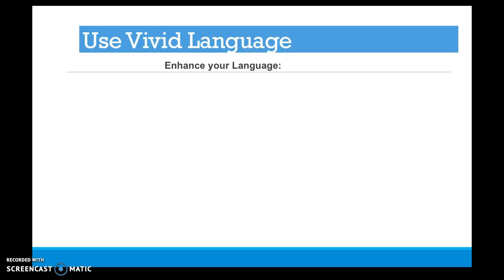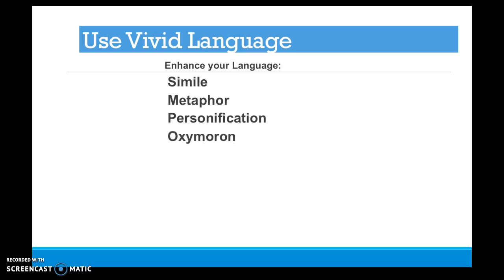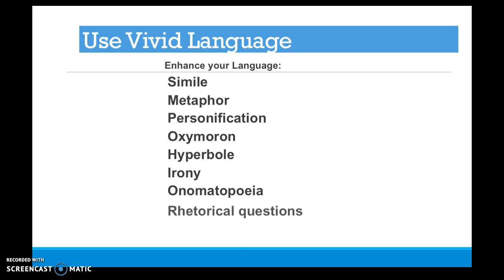Making the language more remarkable, more understandable, and more memorable through the use of techniques, or what's called tropes. Some of the tropes are similes, explicit comparisons between two things using like or as; metaphors, which are an implied comparison; personification, giving human traits to an object, idea, or animal; an oxymoron, connecting two ordinary contradictory words; hyperbole, use of exaggeration for emphasis. Irony is the use of words to convey a meaning that is opposite of the literal meaning. Onomatopoeia, words that imitate the sounds they represent. And finally, rhetorical questions, asking questions without expecting responses.